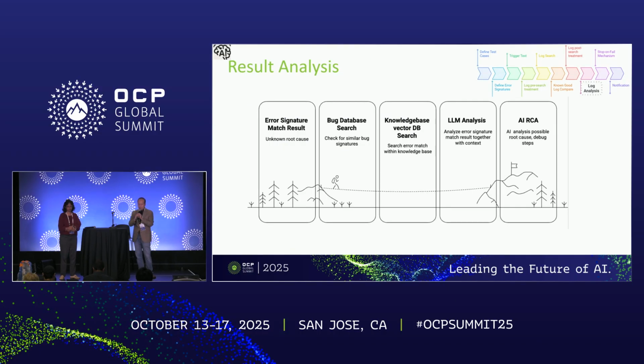Next page. Here, for the final filtered result, we first do a local bug database search, which has historical data, and then a knowledge vector database search, which is the RAG. We have specs and troubleshooting guides, things like that. We search those and then send the results to the LLM to do the AI analysis and summary, to see if the AI, based on this context, has additional suggestions for the root cause analysis.